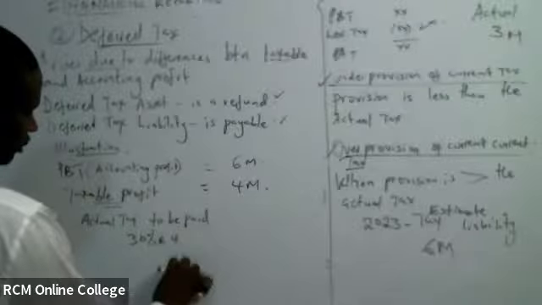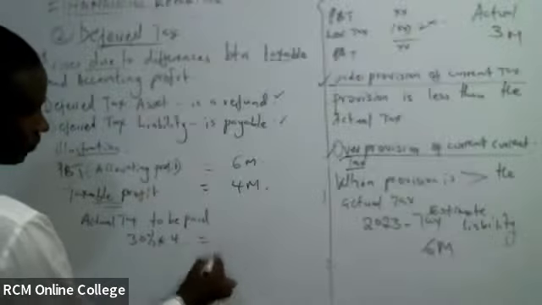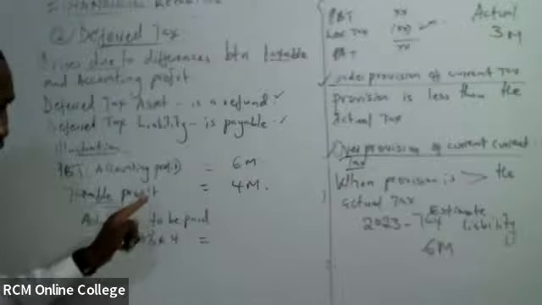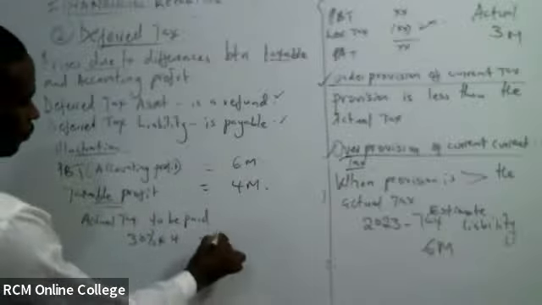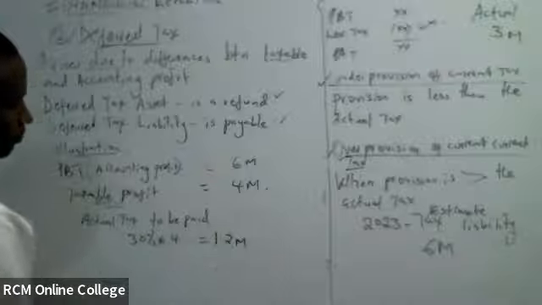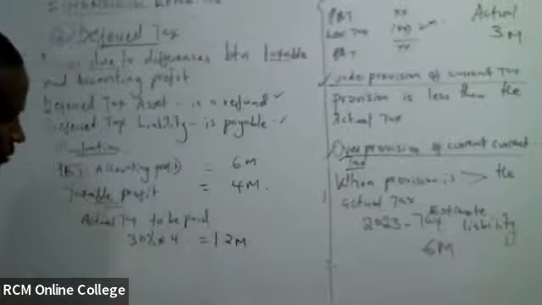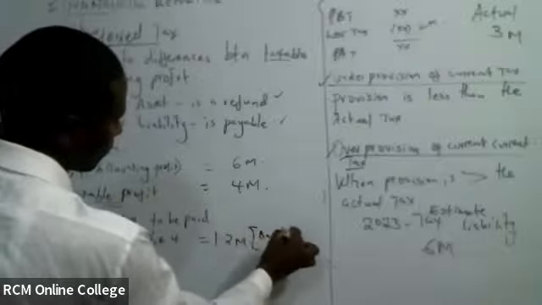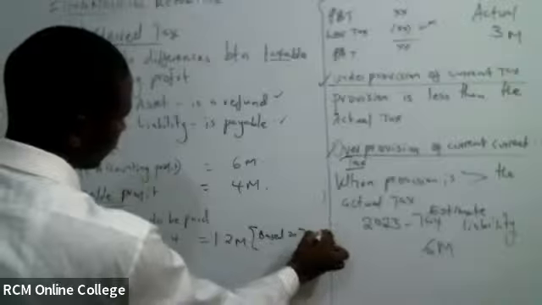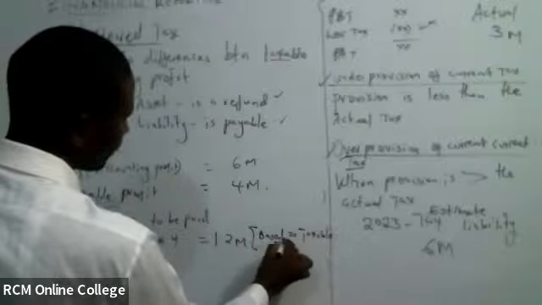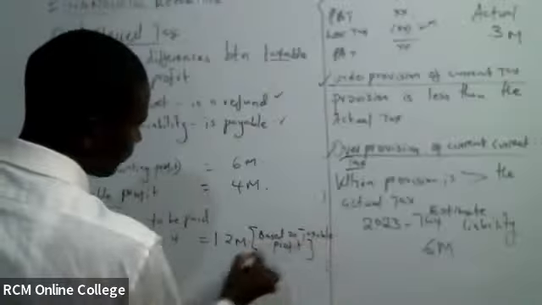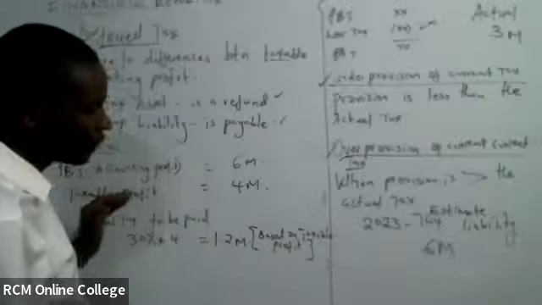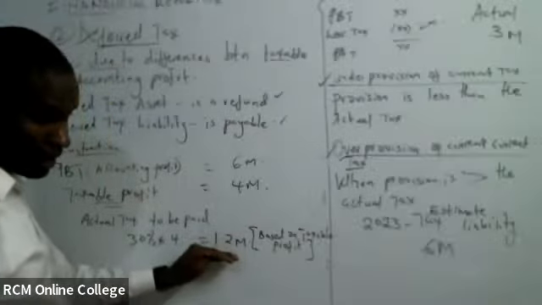How much is that? Now, based on what? Based on the taxable profit. 1.2 million. That is based on the taxable profit. It's just a simple concept, only that it needs you to look at this thing in a wider way. So I hope up to here we are together.